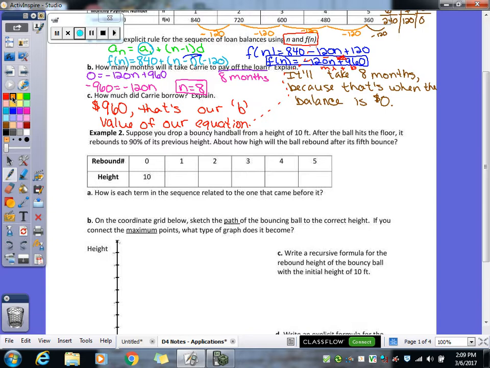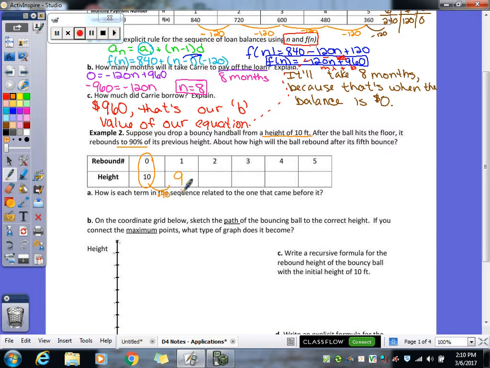Number 2, suppose you drop a bouncy handball from a height of 10 feet. After the ball hits the floor, it rebounds to 90% of its previous height. About how high will the ball rebound after its 5th bounce? So as you can see, we set up a table here. This one starts at 0 because at time 0, the ball is at 10 feet high, because that's where you started from, a height of 10 feet. Then to get to the next number, it's 90% of that. So I've got to multiply times 0.90.